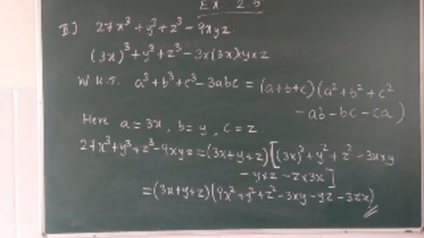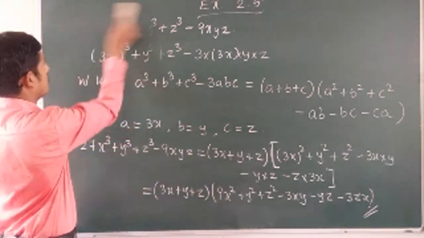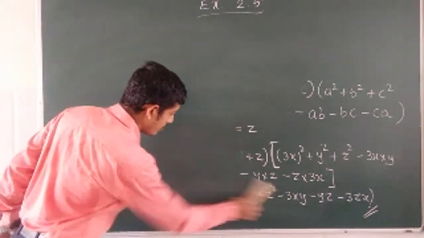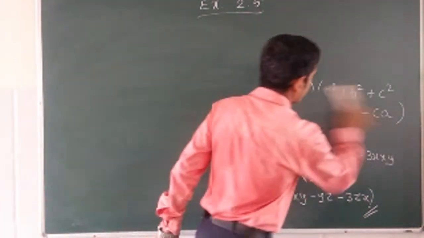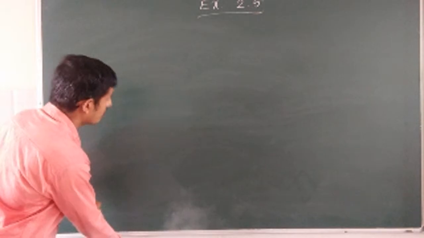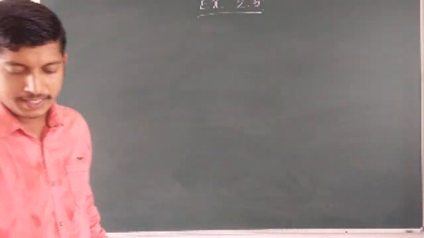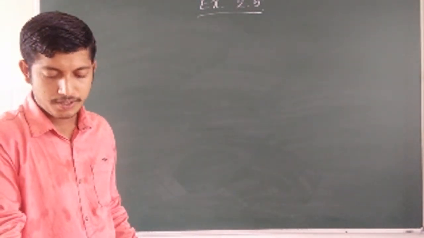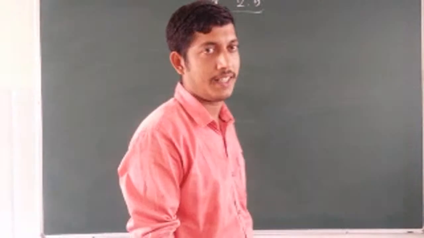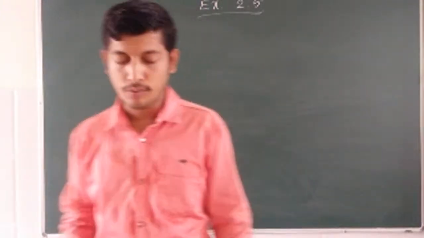The next one, give possible expressions for the length and breadth of each of the following rectangles in which their areas are given. So area is given, and we have to find out the length and breadth of the rectangle. And we know that area of the rectangle equals length into breadth.